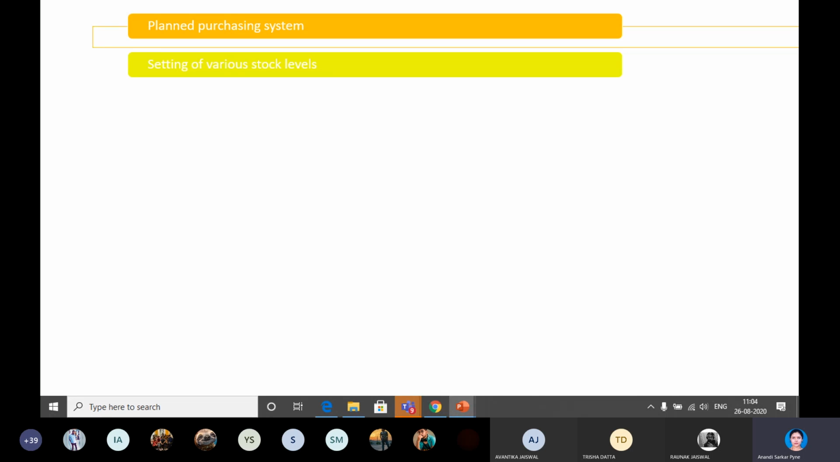In setting of various stock levels, you will also get information on minimum level and maximum level. Also, average stock level is there. Now, danger level is actually fixed below the minimum level. When the minimum level is not maintained, when the minimum level has been exceeded, it is referred to as the danger level. It indicates an alarming situation when urgent steps are required to procure the materials. So here, basically, the danger level is normal or average consumption multiplied by the maximum lead time for emergency purchase.